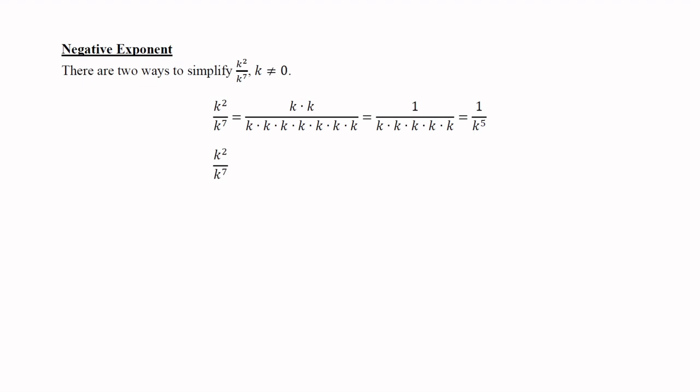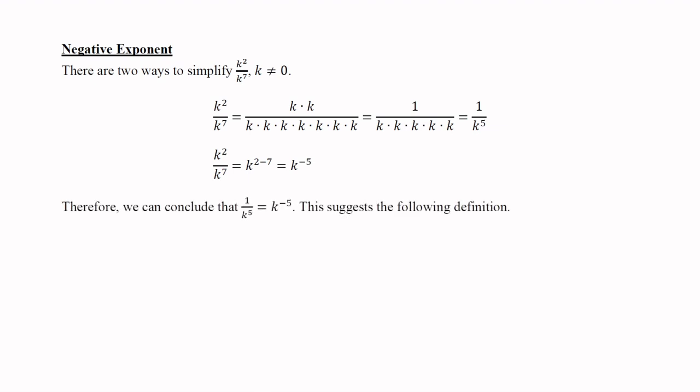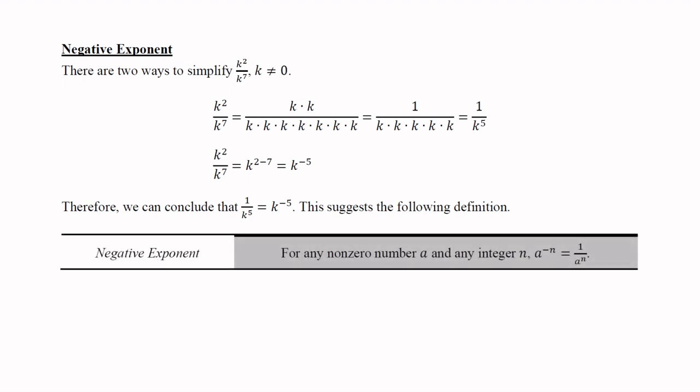Now let's look at it by using the quotient rule. K to the 2 minus 7 is going to give us k to the negative 5, which suggests that 1 over k to the 5th is the same as k to the negative 5. So that gives us the negative exponent definition. For any non-zero number a, and any integer n, a to the negative n is going to be equal to 1 over a to the n.